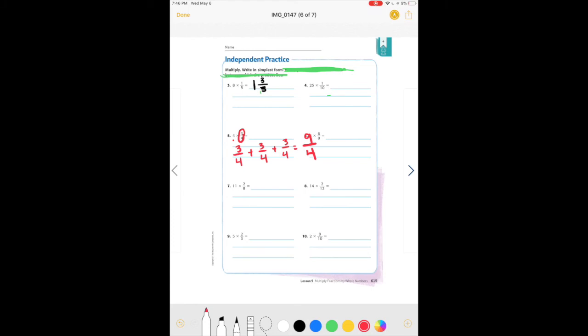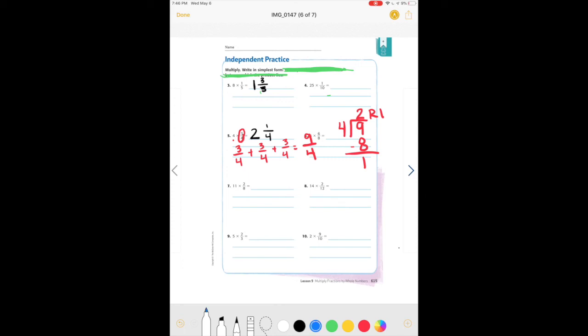Now, that is an improper fraction, so I need to simplify it. I take my numerator and divide it by my denominator. 9 divided by 4 is 2, because 2 times 4 is 8, and that's as close to 9 as I can get. Multiply, subtract, and I have a remainder of 1. My numerator, or my quotient, becomes my whole number. My remainder becomes my numerator, and my divisor becomes my denominator, 2 1/4.